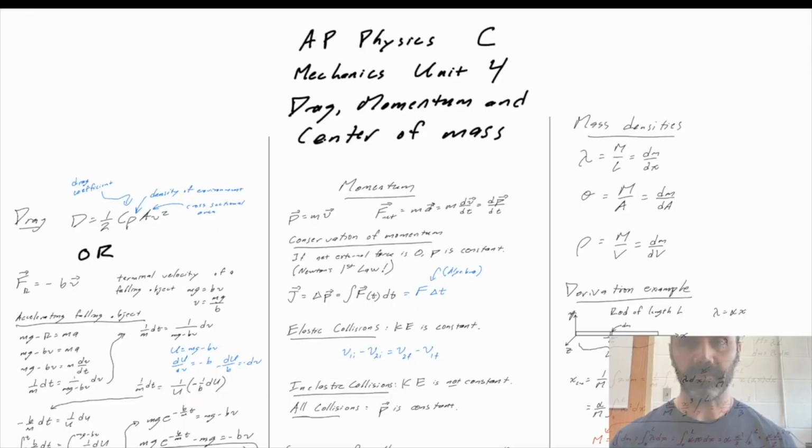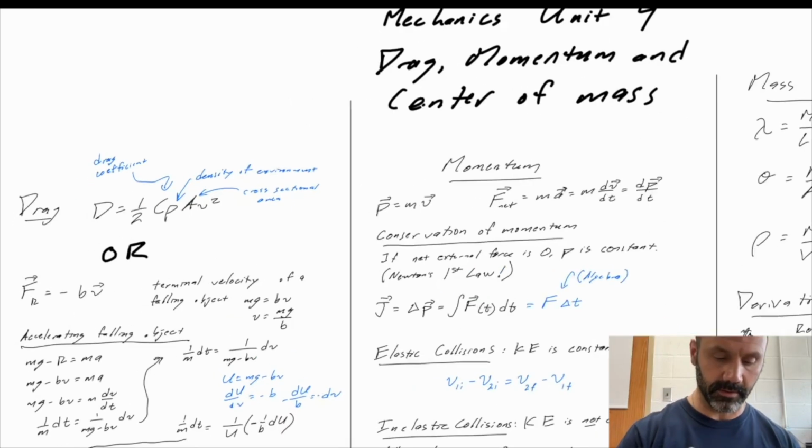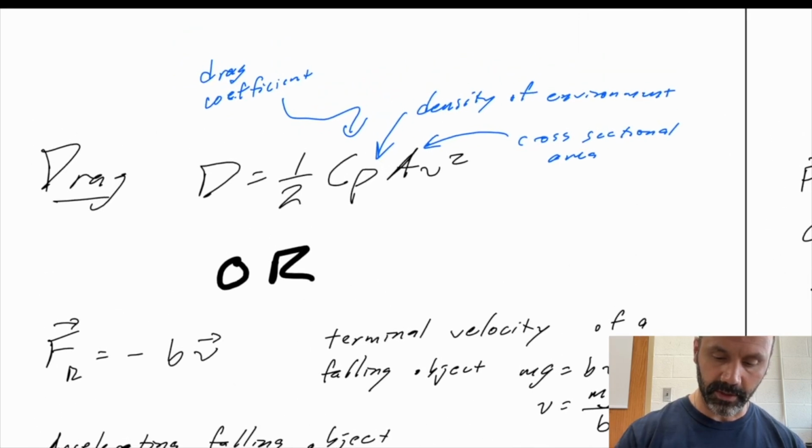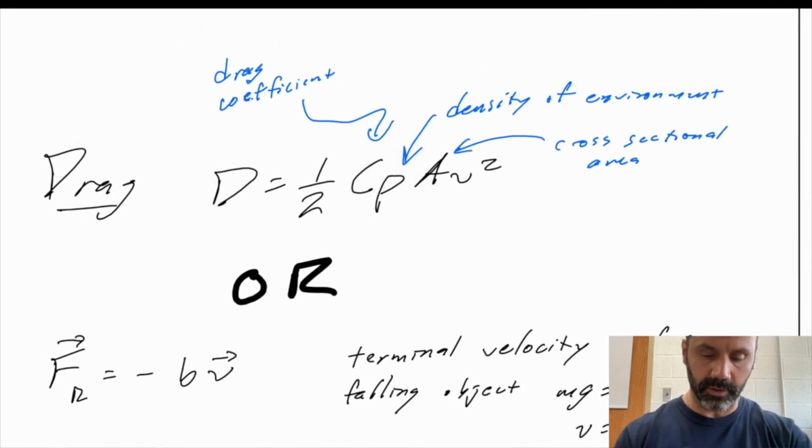So this is drag, and then it's also center of mass and conservation of momentum. So let's begin with the drag. So first of all, in some turbulent systems, the drag equation looks like this: D equals 1/2 C rho A V squared.